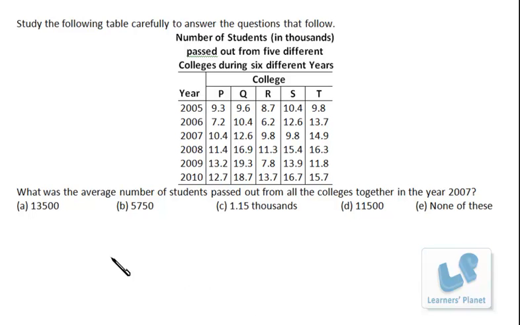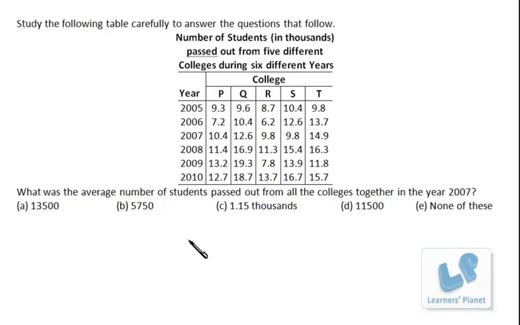Now further, we have to find out the average number of students passed out from all the colleges together in year 2007. So these are the data, all 5 data you have to add, then divide them by 5 to get the average. Or further, we can go for the deviation method. I assume the average to be 10, right? That is 10,000. Since the data are in thousands, I just assume it to be 10, right? Now just see the deviation from 10.